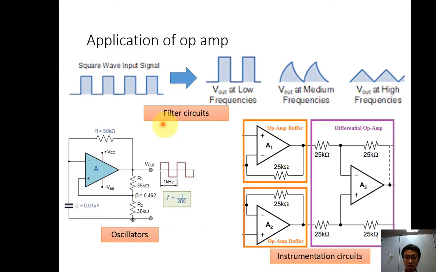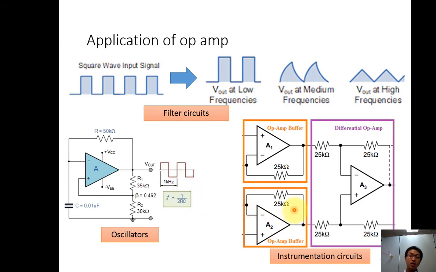We also can use it as a filter circuit. For example, we have a square wave input signal, and if we filter it so that only the low frequency can pass through, this is the output. If only the medium frequency can pass through, this is the output waveform at V out. If only the high frequency can pass through, then this will be the expected V out. Or we can use it as an oscillator. We put in a capacitor and connect a few resistors, then it oscillates, positive, negative, positive, negative.